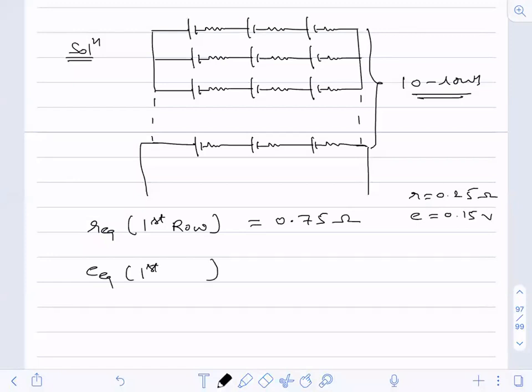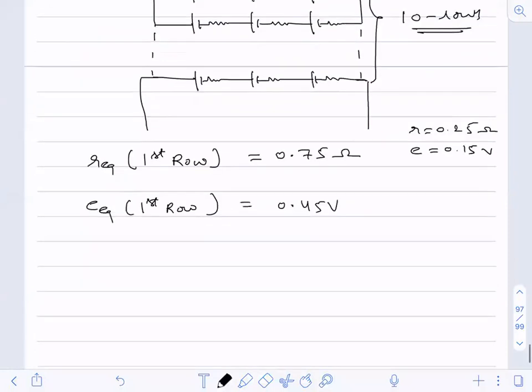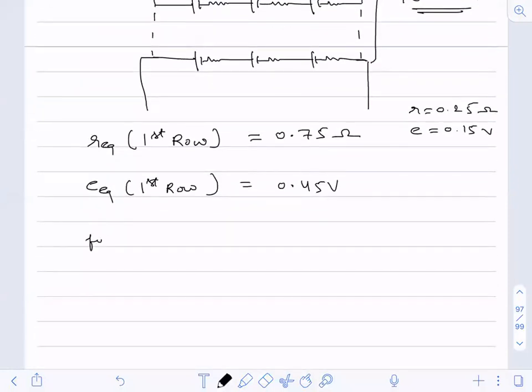What about the equivalent EMF for the first row? Yes, it will be 0.45 volt. This is for the first row. Now for 10 rows, R equivalent, how much will you get? Will you get 0.075 ohms? Okay, but the EMF remains the same.